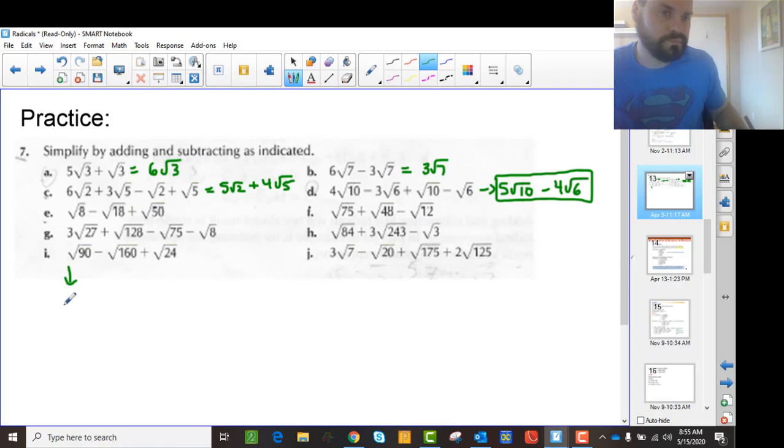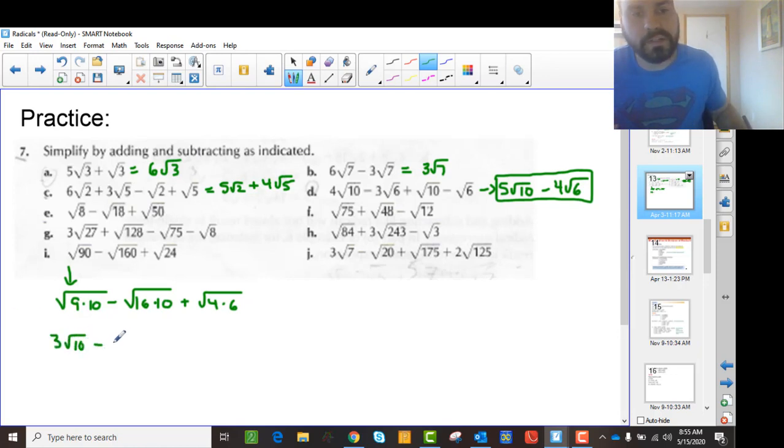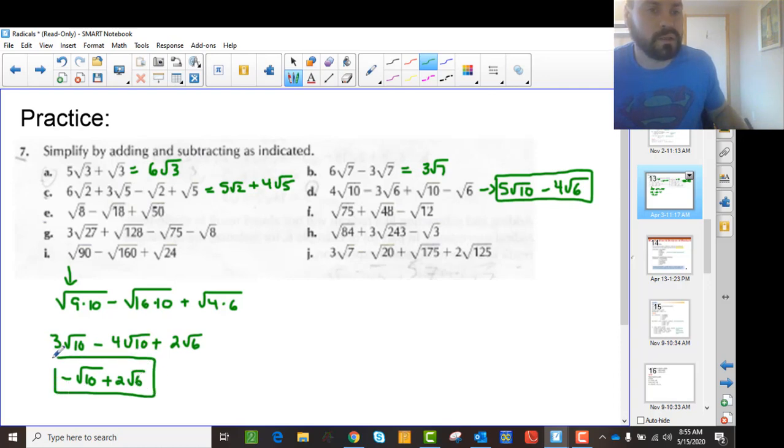Then you have to start trying to find perfect square factors of these. So root 90 is root 9 times 10. I'm going to split this into 16 times 10. And then the square root of 24, we're going to write it as 4 times 6. Okay, so then this becomes 3 root 10 minus 4 root 10, and then plus 2 root 6. And then 3 root 10 minus 4 root 10 becomes minus root 10 plus 2 root 6. I can't put the 2 root 6 and the root 10 together, so I leave it like this.